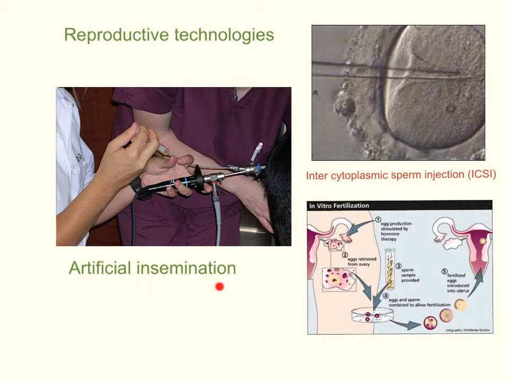So this process is called artificial insemination. The semen is being artificially inserted into the other dog or the other animal.